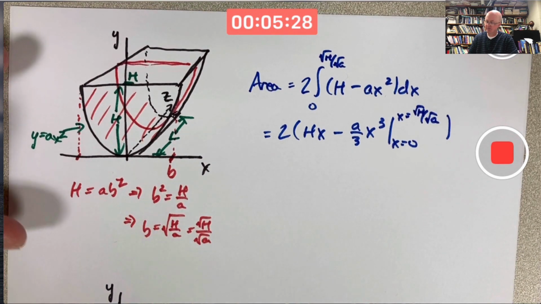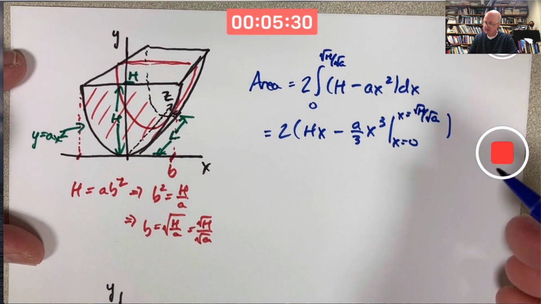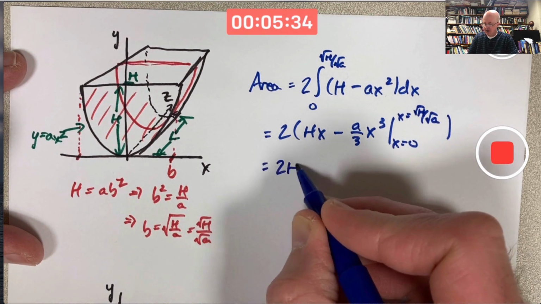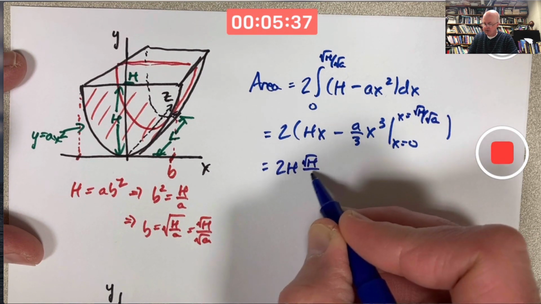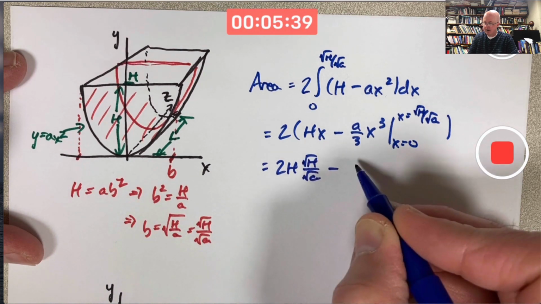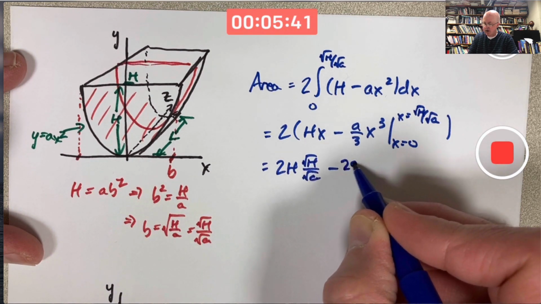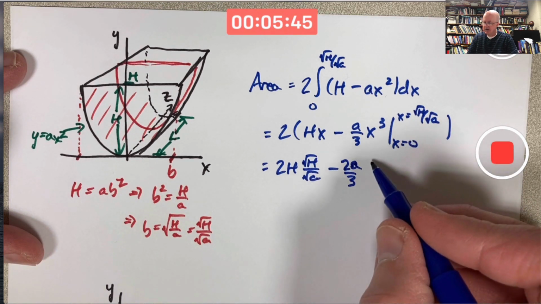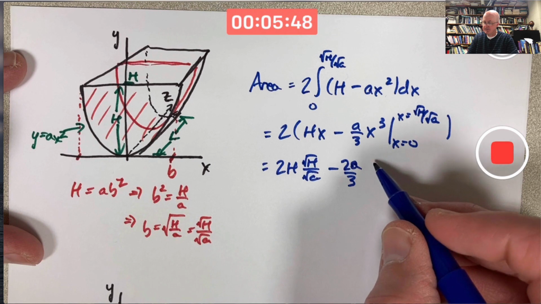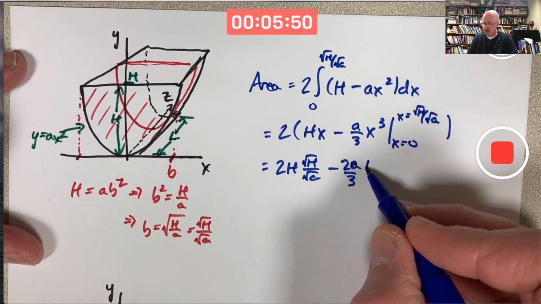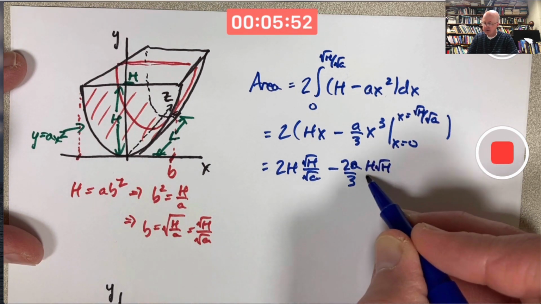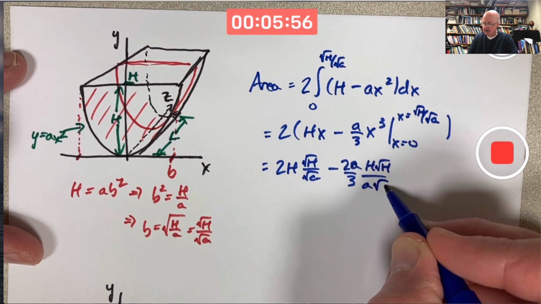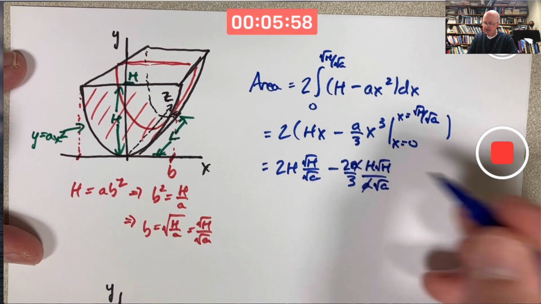Plug in the numbers now. When you plug in 0, you get 0, so I can just plug in the top. I'll multiply the 2 back through. I'll get 2h square root of h over square root of a minus 2a over 3. I've got to cube this fraction. Square root of h cubed is h to the 3 halves power, or h times square root of h. Same kind of thing with square root of a cubed, a times square root of a. I do get cancellation of these a's here.